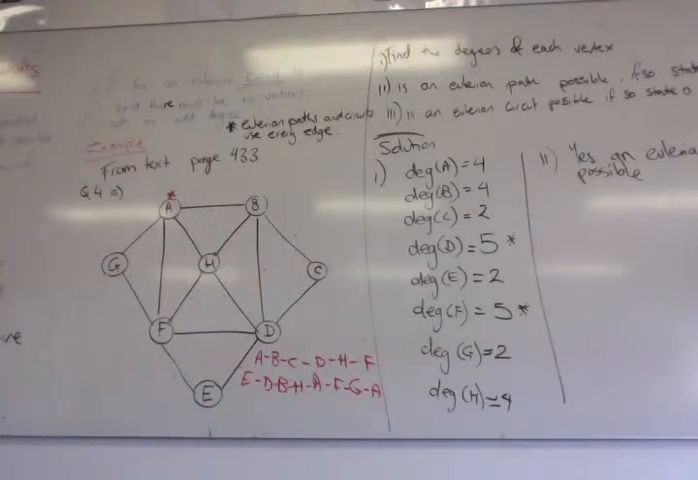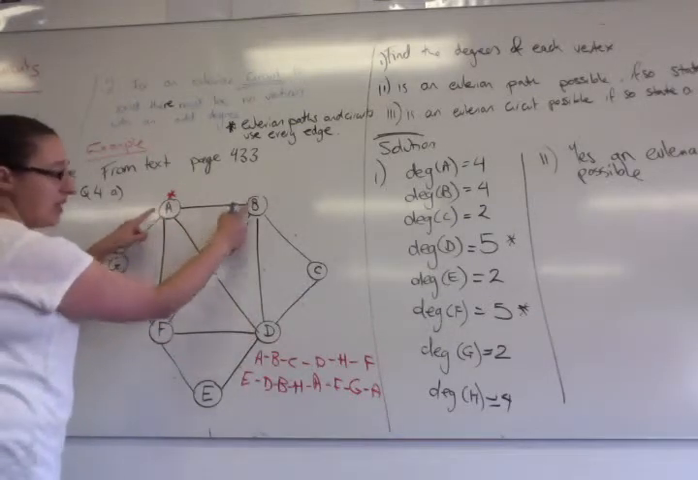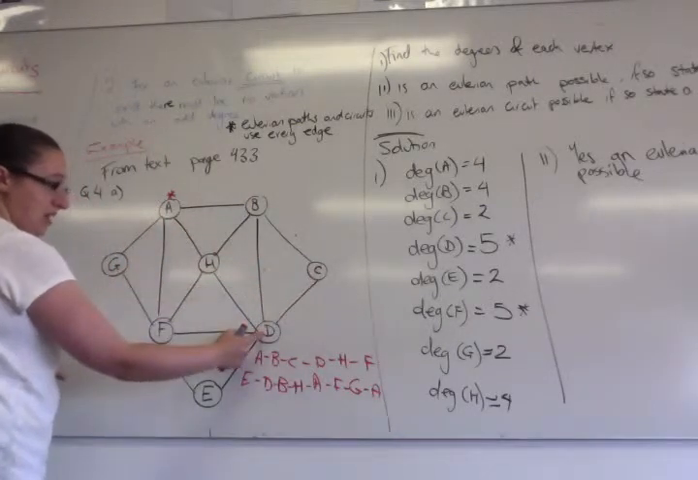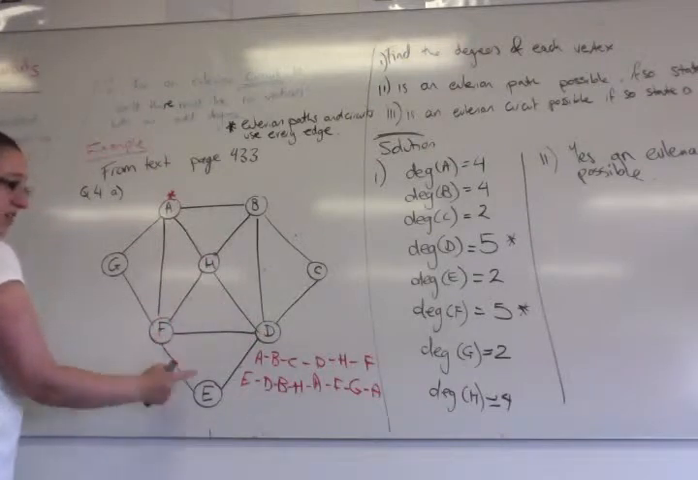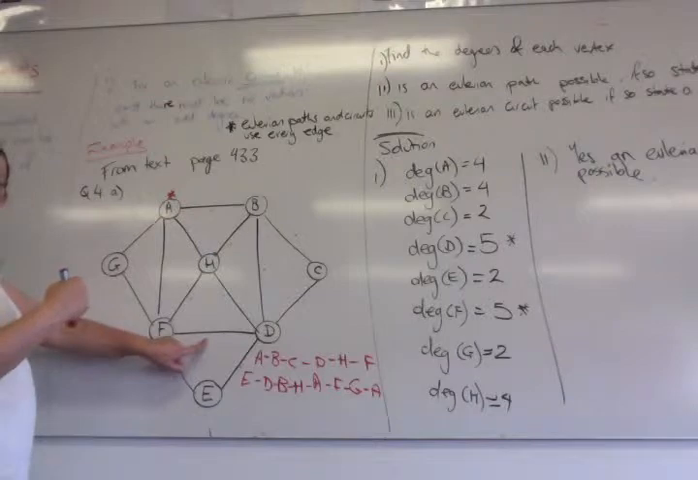Okay, I think we used all of them. No, we didn't use all of them. Yes, we did, we used that one. We didn't use this one. Remember, we went from A to B, to C, to D, to H, to F, to E, to D, to B. We bypassed it. Maybe we can start from the beginning?